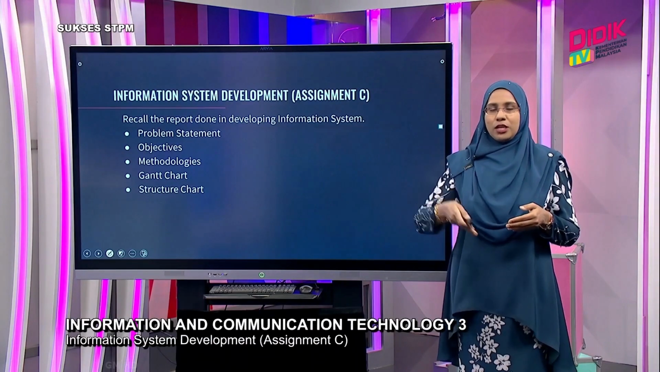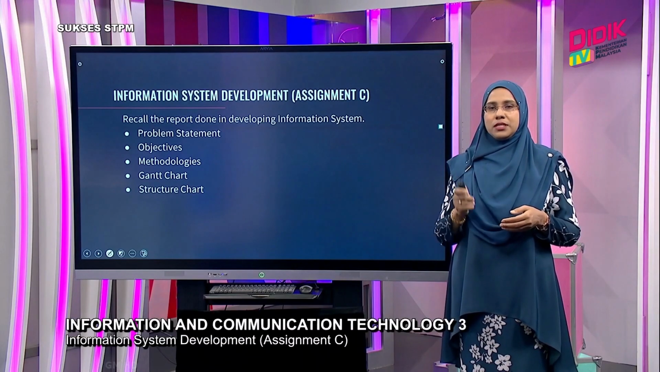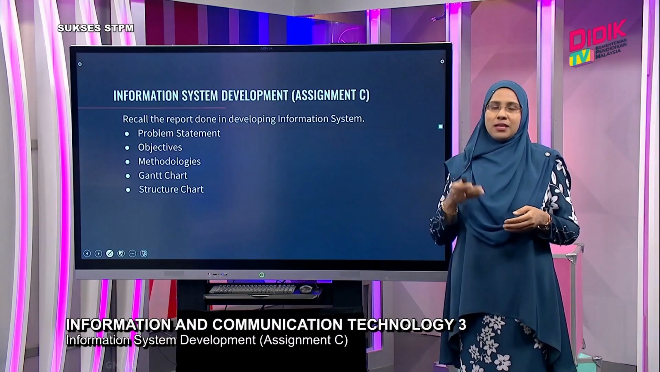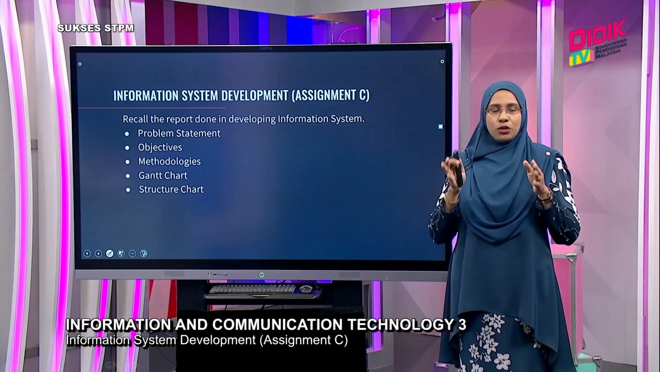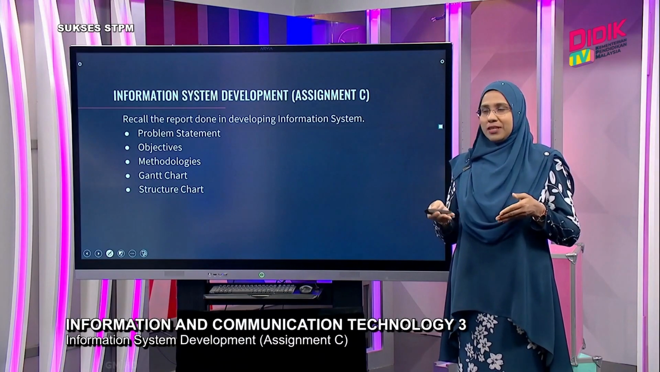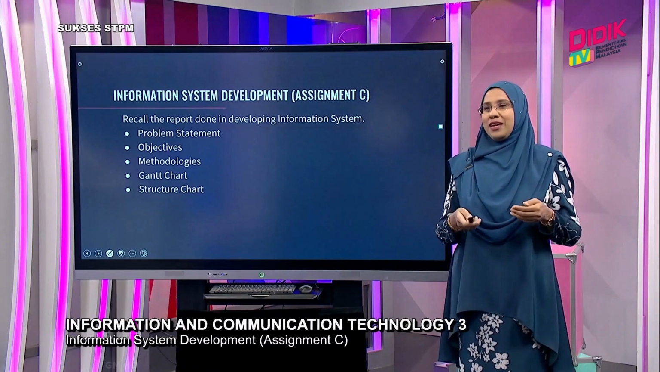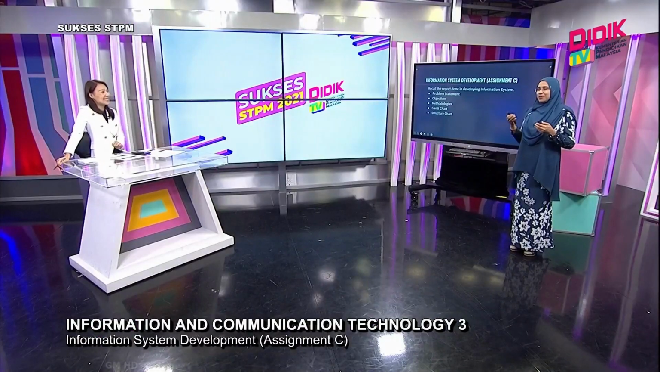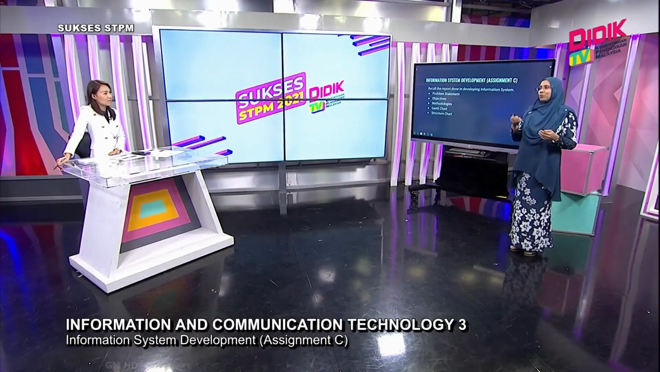So what you have done in your report, for example, problem statement, objective, methodologies, Gantt chart, structure chart. Why do they ask in the exam? Because they want to make sure you did this assignment yourself. If you did it yourself, then you will remember what you have done. Correct? All right, because we know students are smart. Nowadays, students are very smart. They might ask help from outsiders to do the assignment because they have to produce an information system.